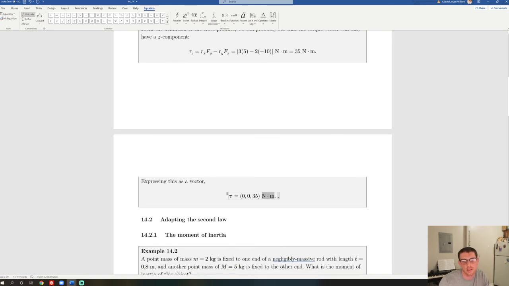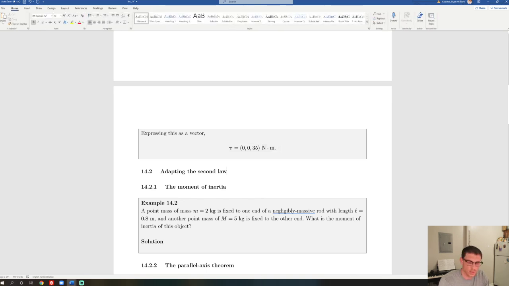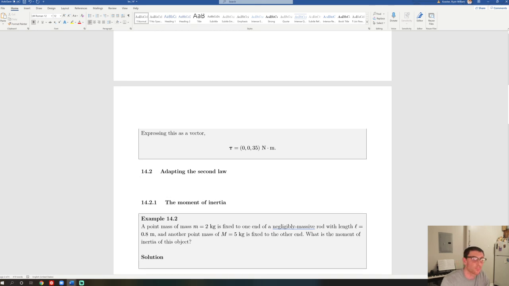So let's look at the second law again, Newton's second law, right? And what I want to say is, recall Newton's second law.